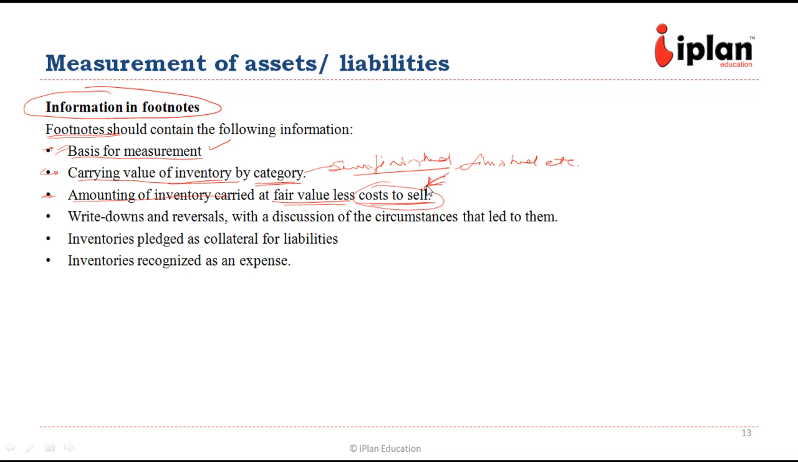But that gives a fair idea how easy it is for the company to convert the inventory into cash. What are the further costs involved? Then the write downs and reversals, if there are any, and with the discussion or reasoning related to the circumstances, that is also shared in the footnotes. Finally, if there is an inventory which is pledged as collateral for liabilities, if the company has made a short-term borrowing with inventories as collateral, then that is generally given in the footnotes.